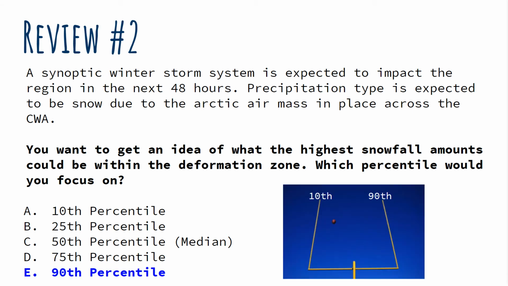If you guessed E, the 90th percentile, you are correct. The 90th percentile, or right side of the goalpost, as it often is referred to, is the worst case scenario and represents that only 10% of the guidance is higher than that value.